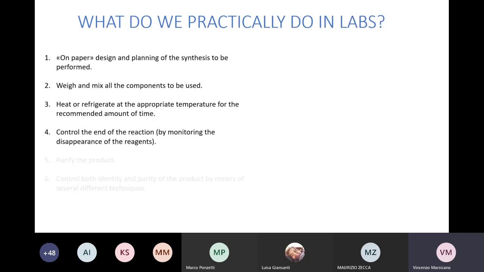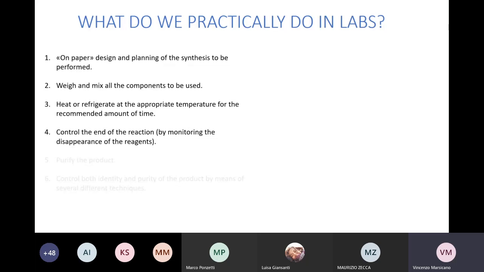And we can monitor the consumption of reagents using different techniques. Some of them need the use of instrumentation, but one of the most used ones, because it's very simple and easy, is by using TLC plates, like the one I reported here in the slide.